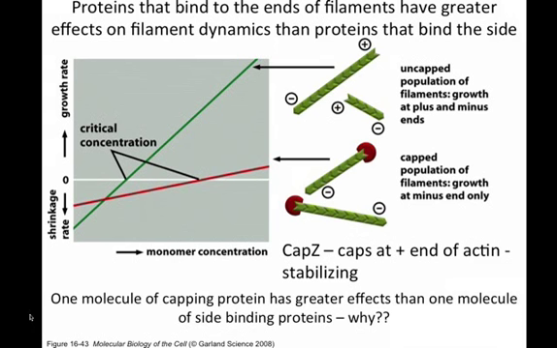One molecule of capping protein has greater effects than one molecule of side binding protein. So compare CAPZ to all these MAP proteins that could stabilize or destabilize. Not even MAP. How about compare it to a molecule of tropomyosin?